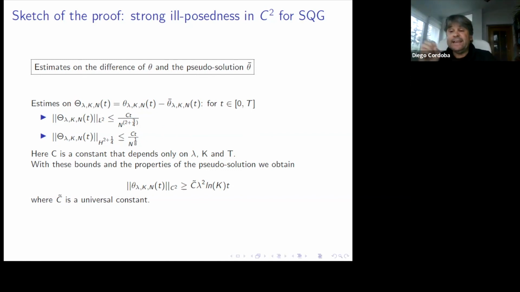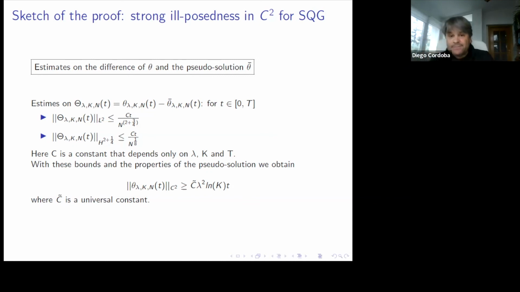But as time grows, they separate, but we know we can make sure that they don't separate too much. So for the time in which we have made these estimates, capital T, we can prove the behavior of the pseudo solution is also shared by the actual solution of SQG. Therefore, the solution of SQG has to grow, the C2 norm has to grow like lambda squared log of capital K T.